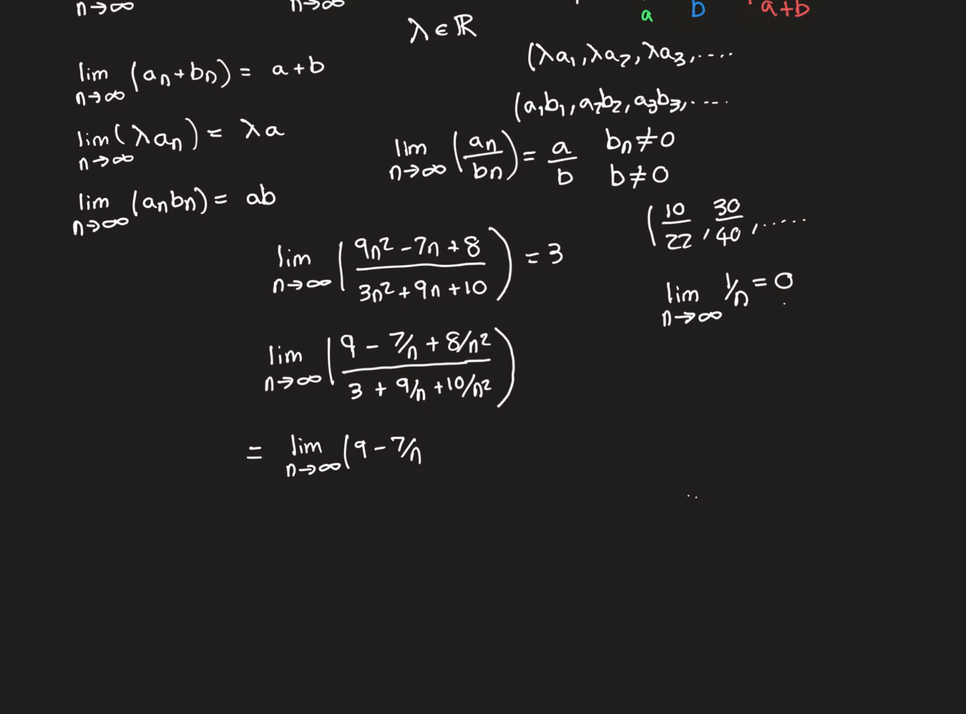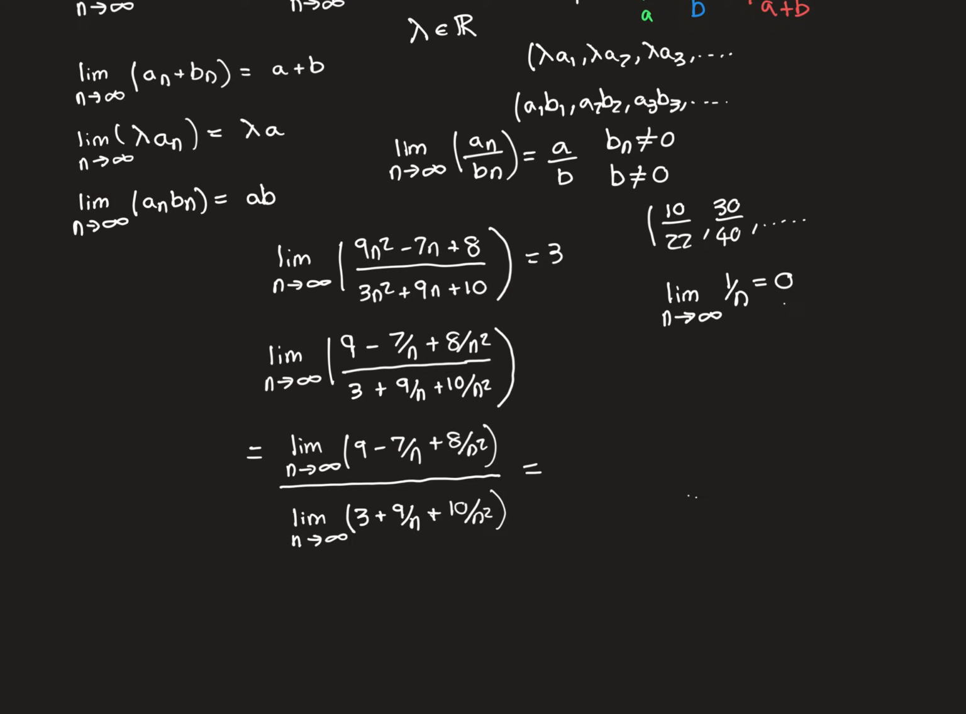So it is equal to the limit as n approaches infinity of 9 minus 7 over n plus 8 over n squared, divided by the limit as n approaches infinity of this thing on the bottom, 3 plus 9 over n plus 10 over n squared. So that's by this rule here, which we will prove. That's what we're going to do after I finish with this example. And then we're going to split each of these up using the addition rule. So we'll split this up into the limit as n approaches infinity of 9 minus the limit of this thing plus the limit of this thing. Minus can be pulled out after all because it's just multiplication by minus 1.